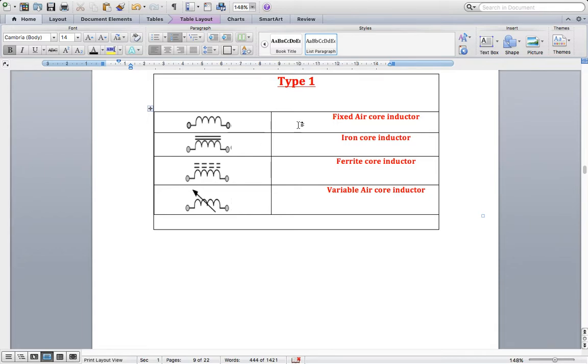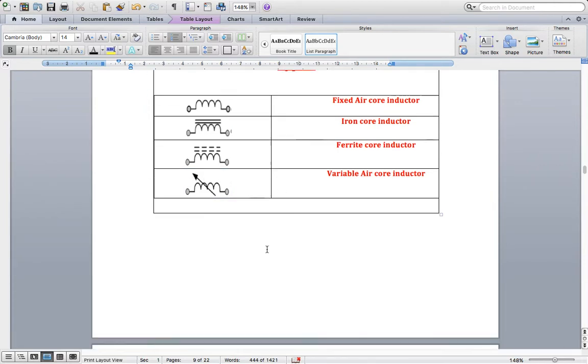Don't confuse yourself. The symbol method is: the one without anything is the fixed one. The one with the strong lines is iron because iron is very strong. The one with the dotted lines is ferrite, which is a new word for you. The one with the arrow is always variable.